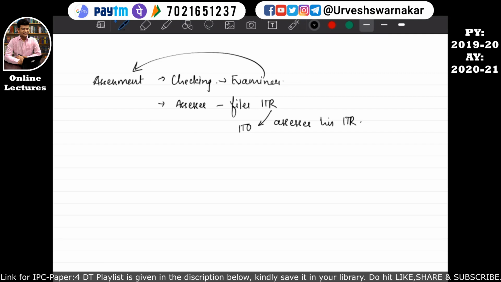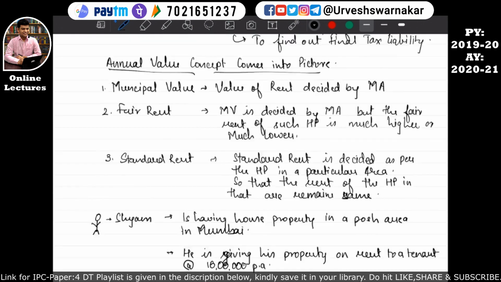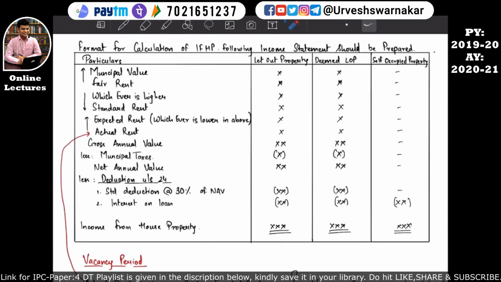So that time only these parts will come into picture, that is the municipal value, fair rent, standard rent, expected rent. Because when the assessee is himself calculating his gross annual value, he will only consider actual rent. Because as far as I remember, when I was calculating my income from house property, my actual rent was whatever rent I was actually receiving. Okay, I never considered this municipal value, fair rent, standard rent, expected rent.